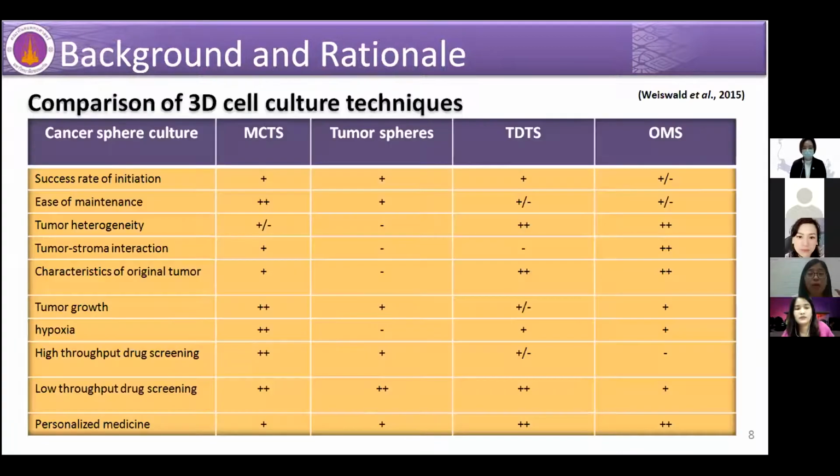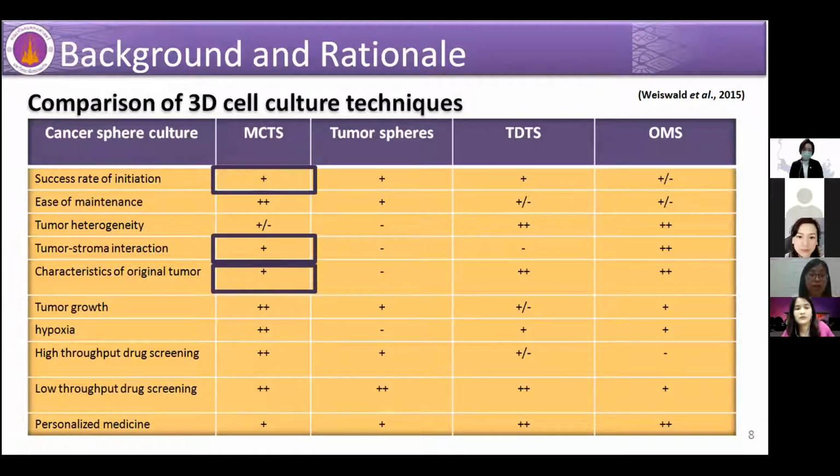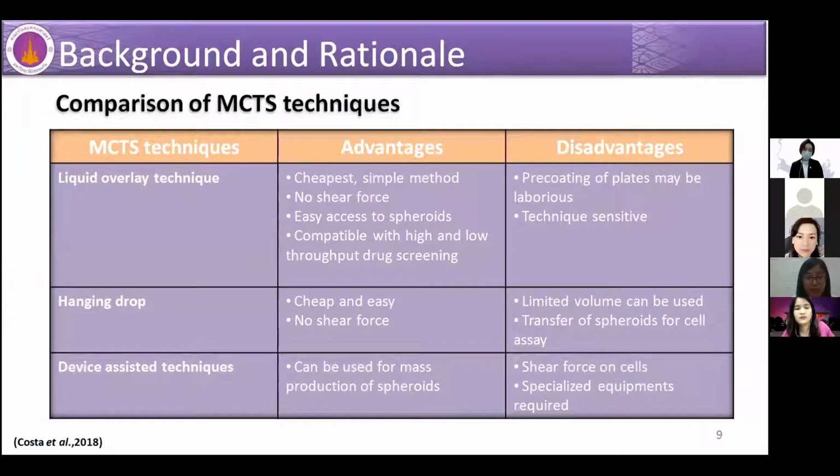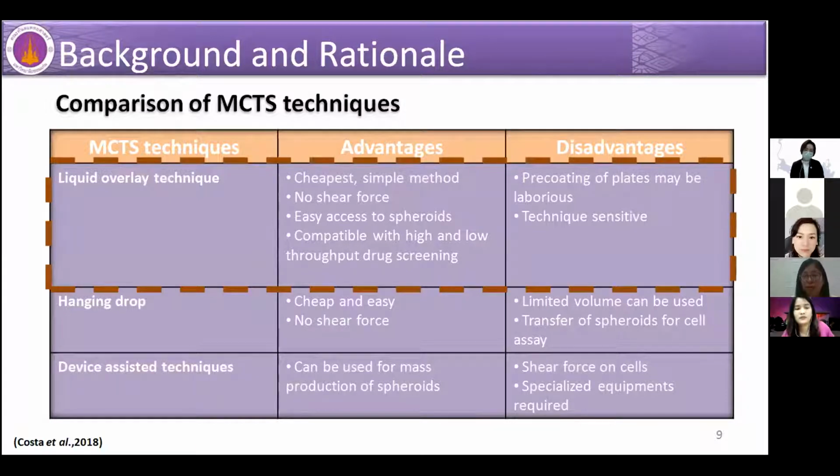Now, if you compare all these techniques, you can see that the techniques for growing MCTS have good success rate of initiation, tumor-stroma interaction, and characteristics of original tumor, and very good ease of maintenance, tumor growth, and high throughput drug screening. And if you compare within the MCTS techniques, the liquid overlay technique is cheapest, a very simple method, has easy access to spheroids, and is very compatible with high throughput drug screening.